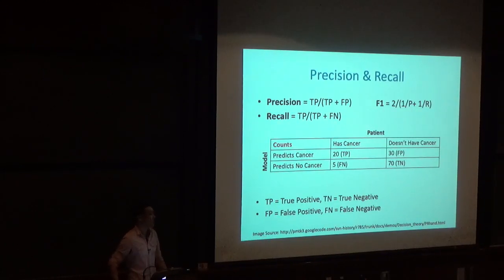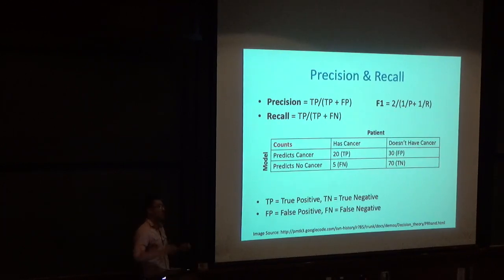For example, if I'm a search engine and I'm giving you 10 results for your search query, and I think those are the positive results for your query, what fraction of that is actually useful to you?